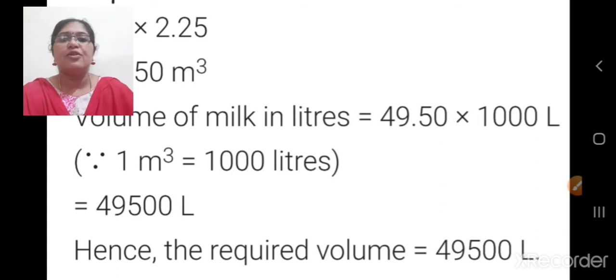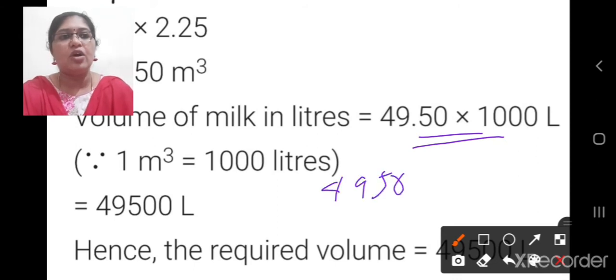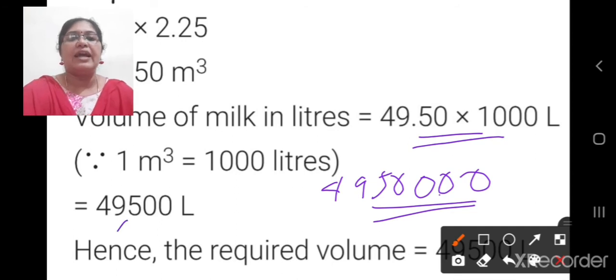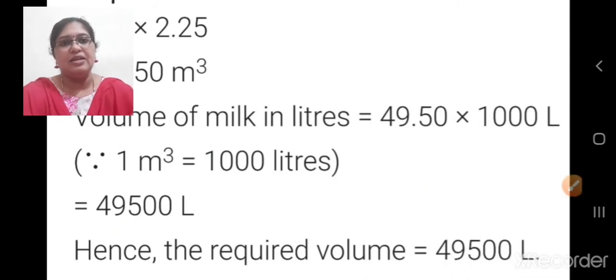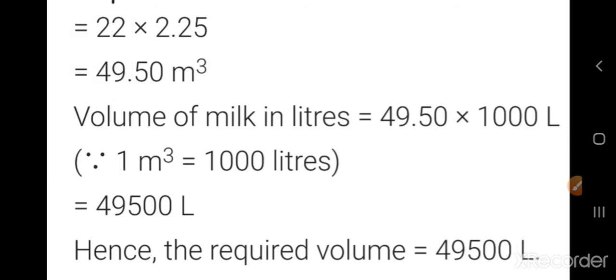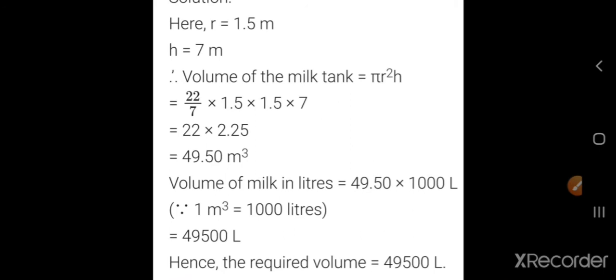So you are multiplying this. You will get 4950, then the zeros, and again there are 2 decimal places. So it is 49,500 liters. Hence the required volume is 49,500 liters. Understood? This is the answer. You can check this. Okay, solution part. Okay, children, now we'll go to the next problem.